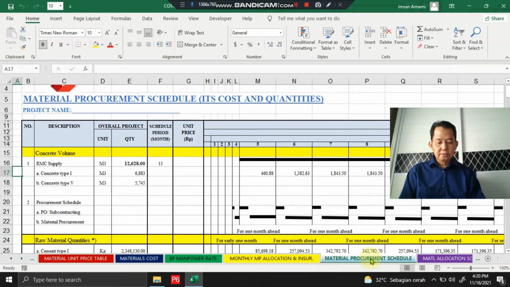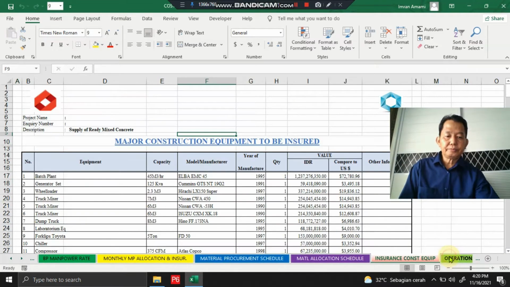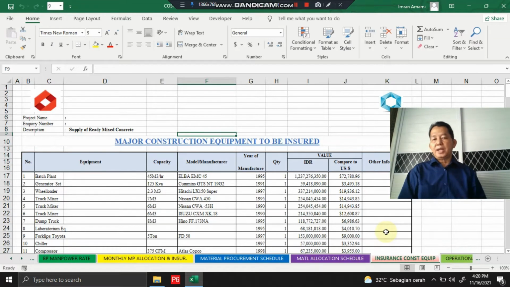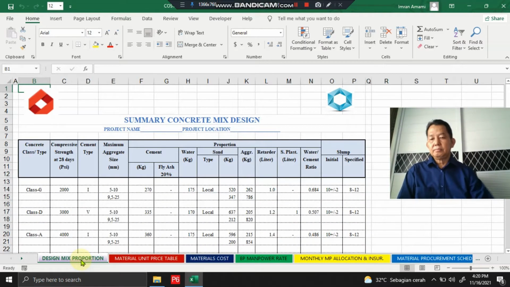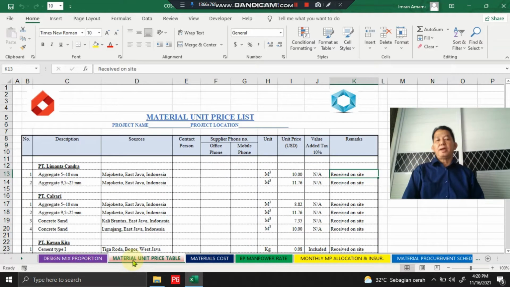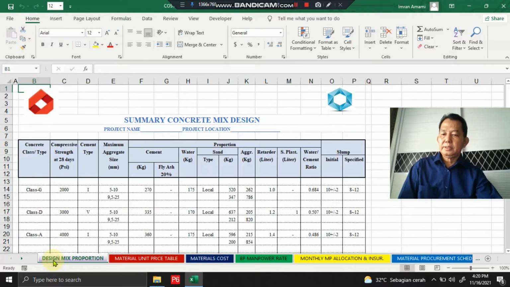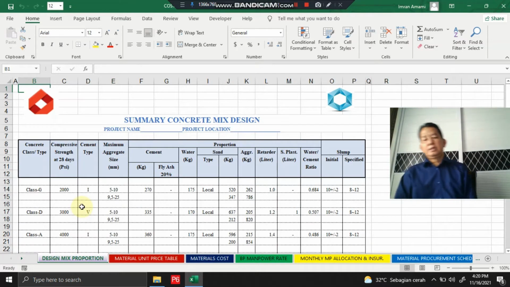The major construction equipment should be owned by the company, so we only calculate the insurance costs for the major construction equipment. Also, we have a competitive unit price offered by the supplier supporting this project.